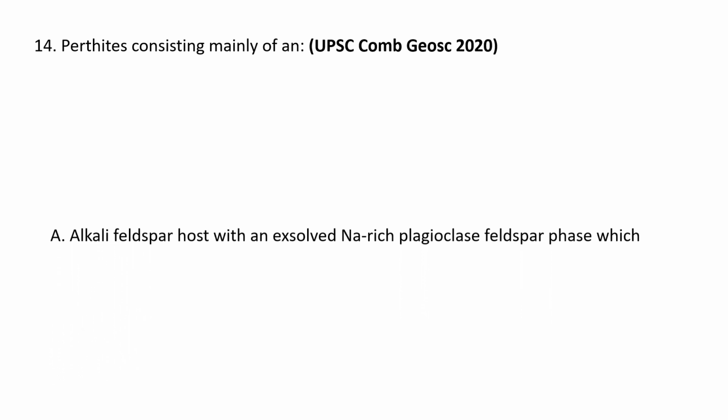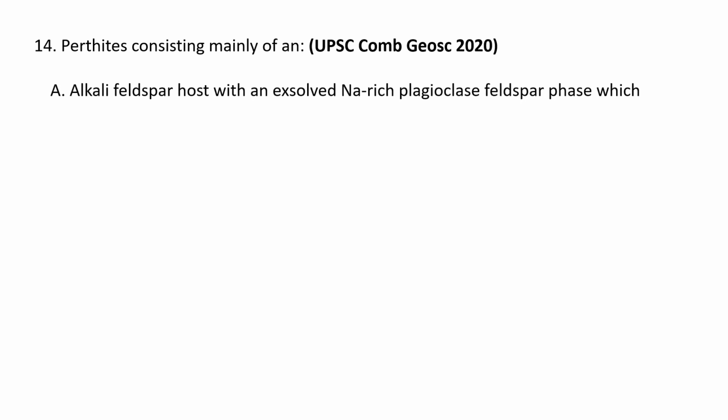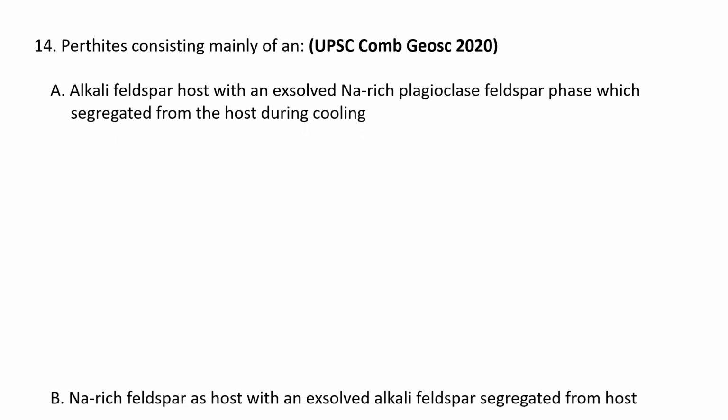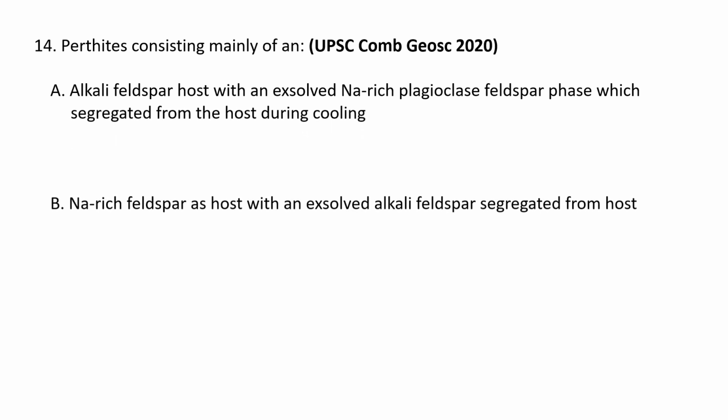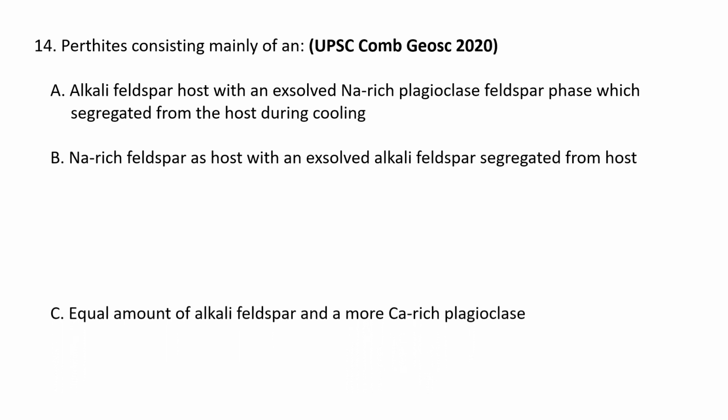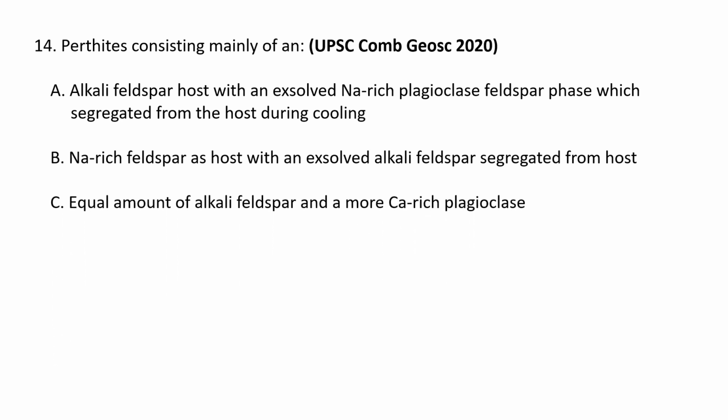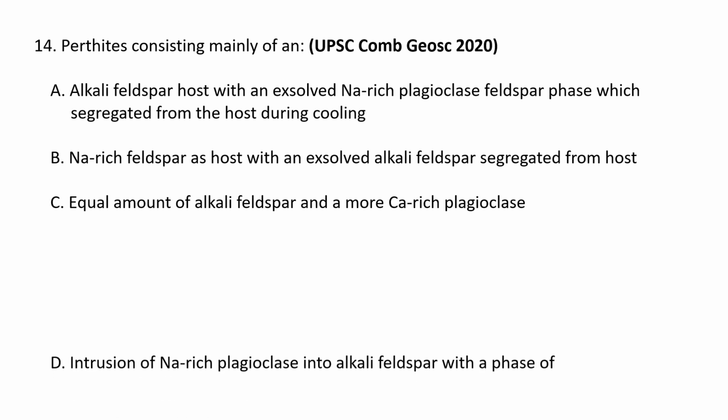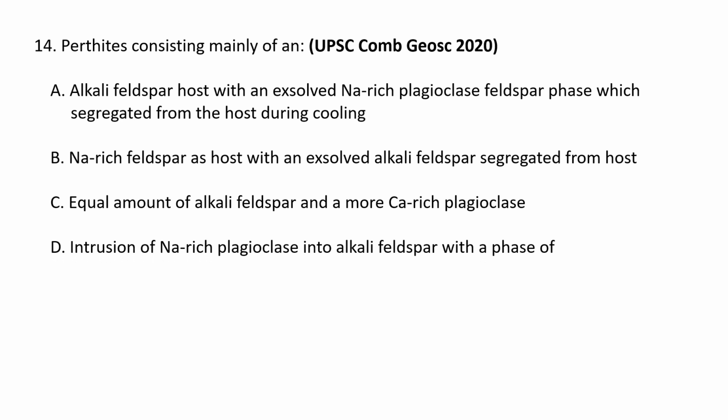C is the correct option. Next question. Perthites consist mainly of A, alkali feldspar host with an exsolved sodium-rich plagioclase feldspar phase which segregated from the host rock during cooling, B, sodium-rich feldspar as host with an exsolved alkali feldspar segregated from the host, C, equal amount of alkali feldspar and a more calcium-rich plagioclase, and D, intrusion of sodium-rich plagioclase into alkali feldspar with a phase of segregation.